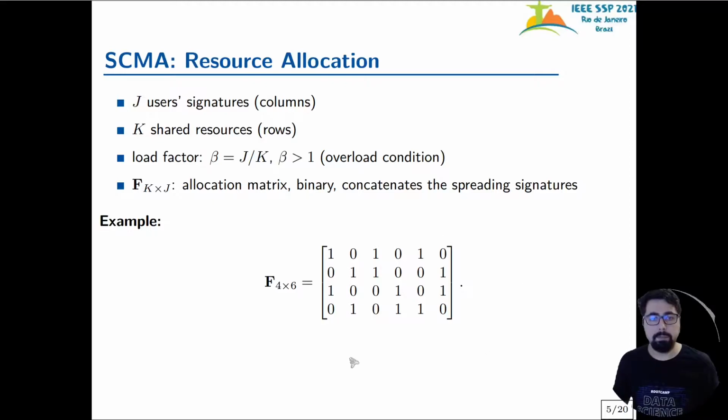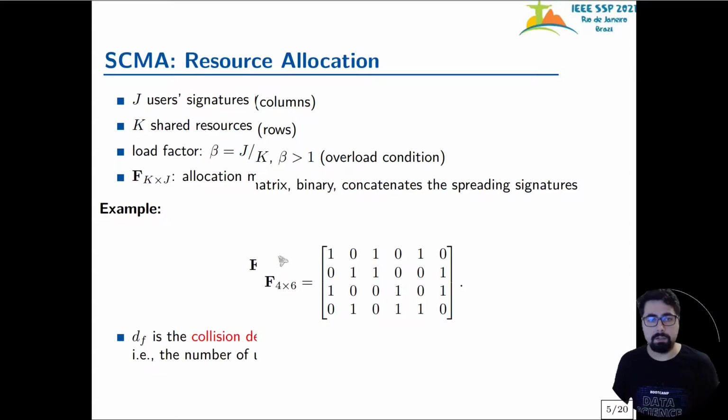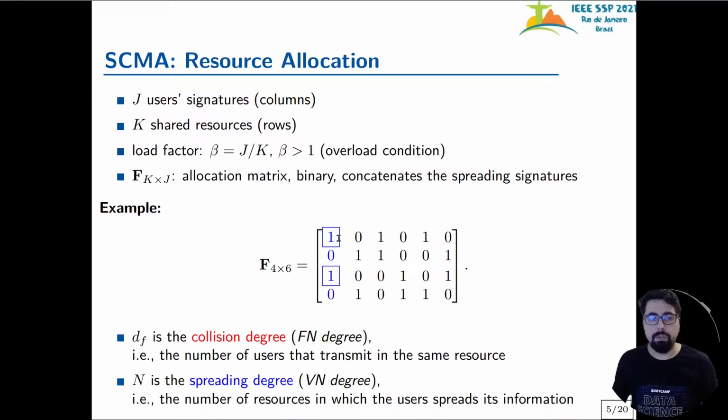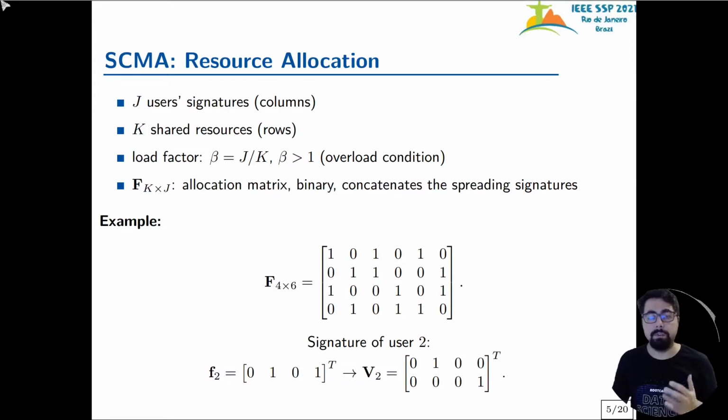We see here the benchmark allocation matrix 4 by 6. Note that in each resource we have users colliding. The collision or row degree is named dF. Also, users spread over a certain number of resources out of the total available number. We name this N, the spreading degree, which is typically much lower than K. Taking one user column, here for instance from user 2, we observe its spreading signature, which can also be represented with a spreading matrix if desired.